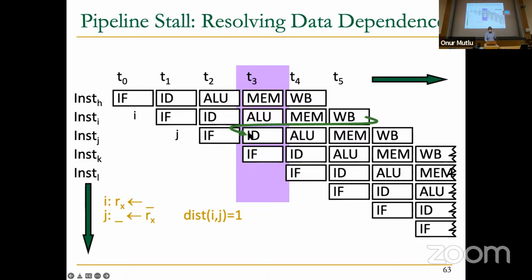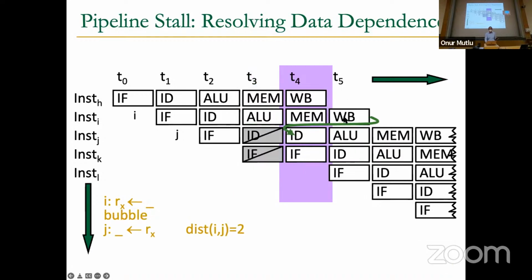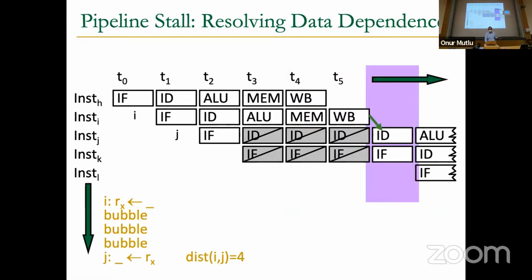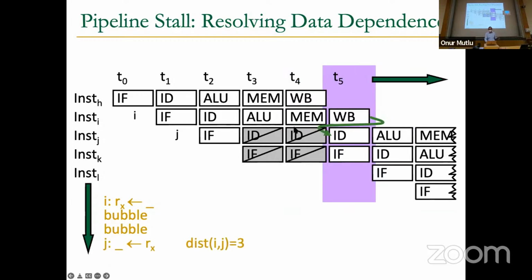We cannot have this instruction in the decode stage and proceed while the producing instruction produces the value in time 5. So I need to insert a bubble, meaning stall this instruction in the decode stage and wait for the result. But that's not enough because the result is produced at the end of cycle 5. So I need to introduce another bubble in the pipeline. This is called the pipeline bubble, actually. But this is not enough also.